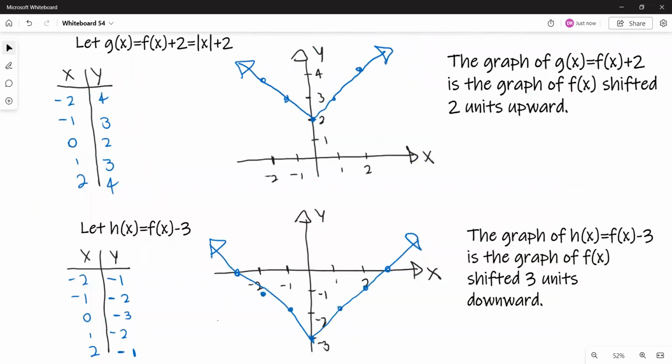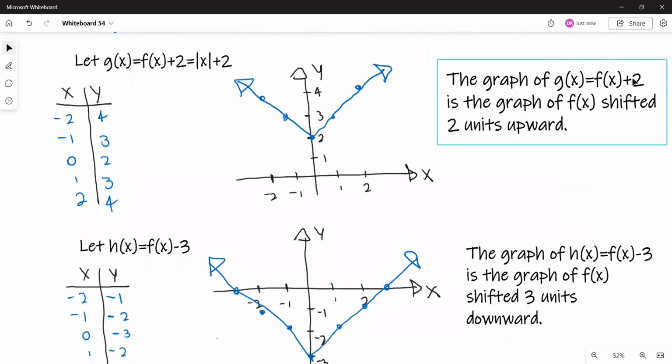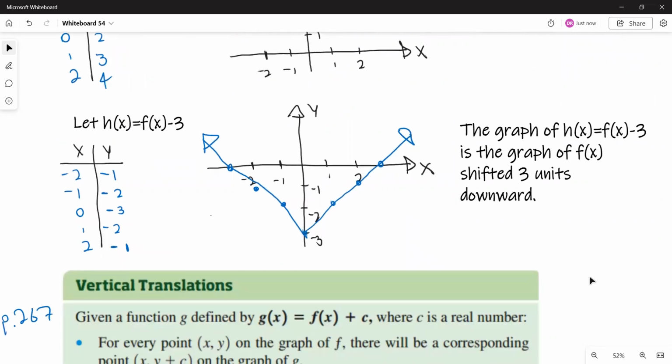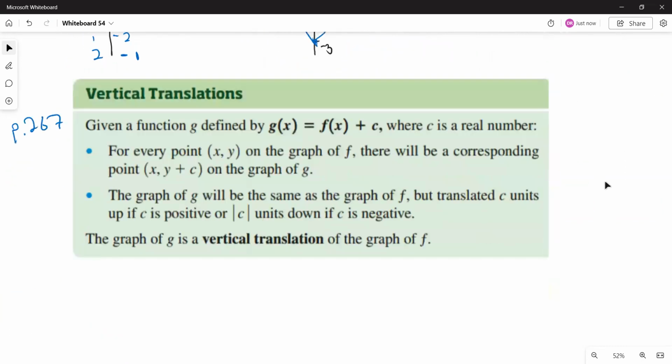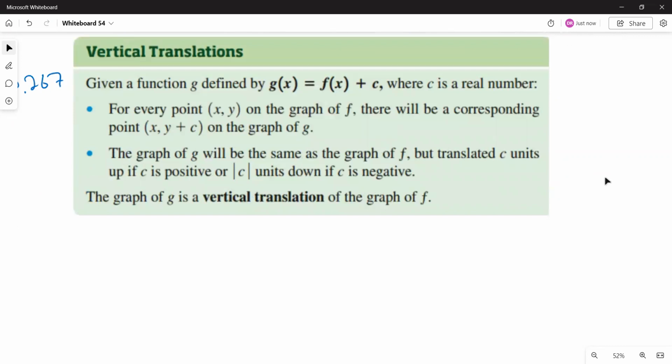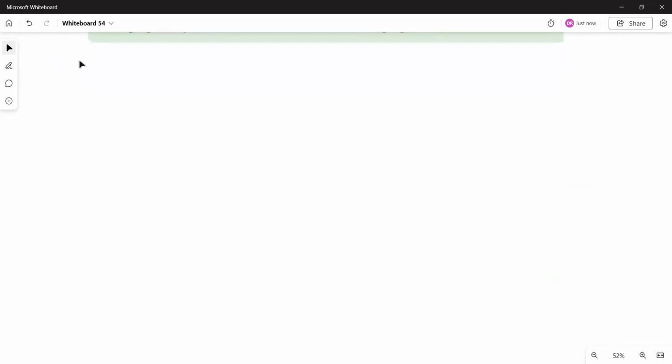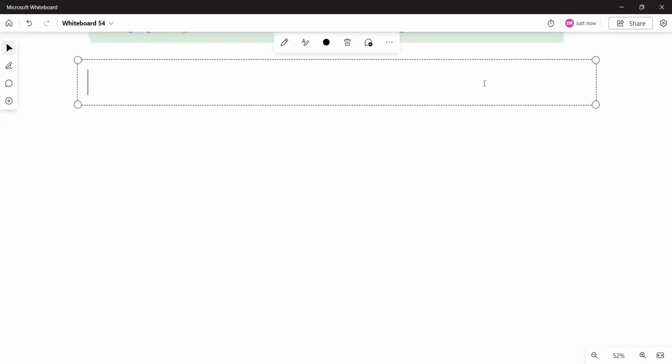Like in the example we did, we have f of x plus 2. So the graph is going to shift 2 units up. And f of x minus 3, the graph will shift 3 units down. Okay, so I'm going to do 2 examples where we combine both types of translations, vertical and horizontal.